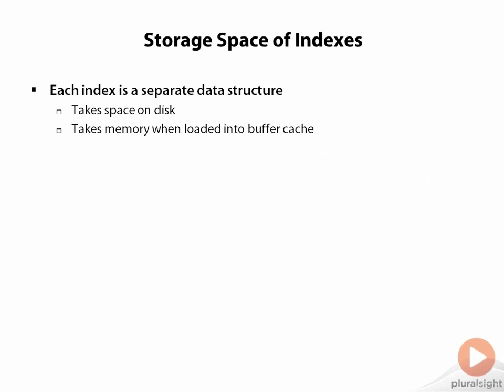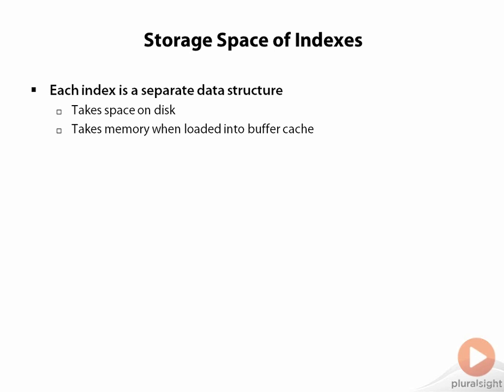The first cost is the easiest to understand, and that is disk space. Again, each index is a separate data structure, and this data structure has to be stored on disk. When Oracle is using the index, it will load the blocks it needs from the index into the buffer cache, and cache those blocks just like it would blocks in a table. Now, Oracle doesn't have to read all of the blocks in the index and cache all of the blocks when it uses the index. It's smart enough to read and cache only the blocks that it needs.